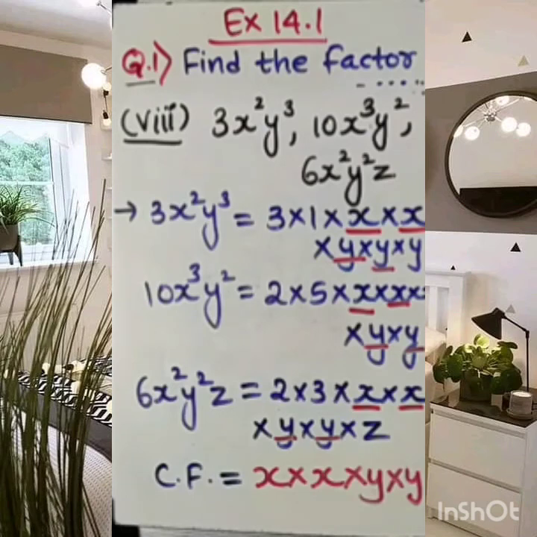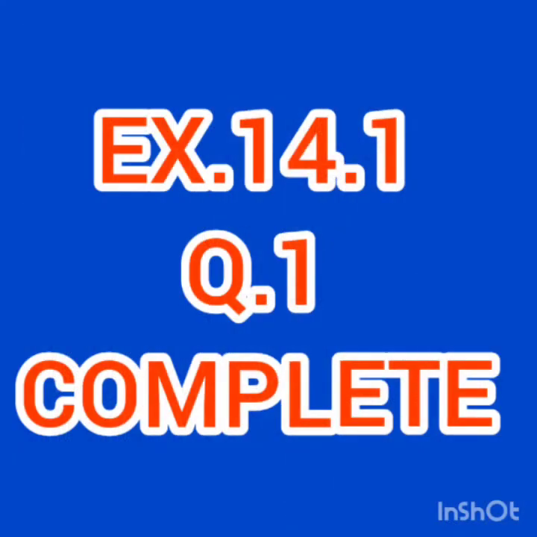The final answer: the common factors are x into x, which is x square, and y into y, which is y square. So my dear students, these are the solutions. This is the solution of question number 1, complete question.